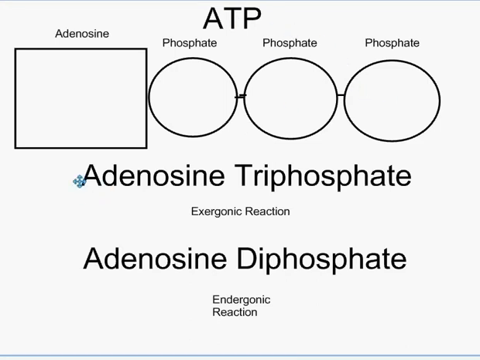ATP stands for adenosine triphosphate. The prefix tri means 3, and it represents the 3 different phosphate groups that are located in ATP.